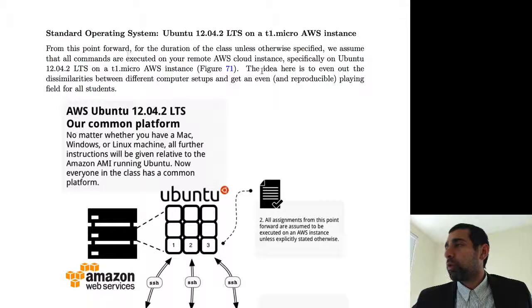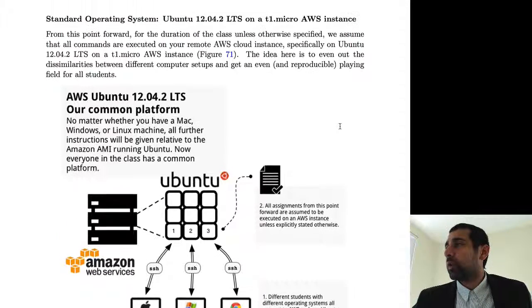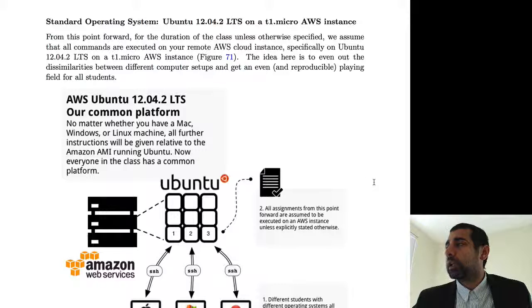From this point forward, for the duration of the class, unless otherwise specified, we're going to assume that all commands are executed on your remote AWS instance. That's to say, if I say ls or cd or cp or execute this command, the implication is it should be on your AWS instance, not your local machine.